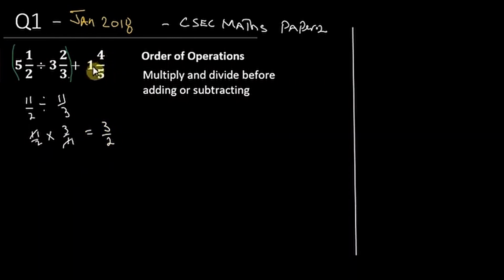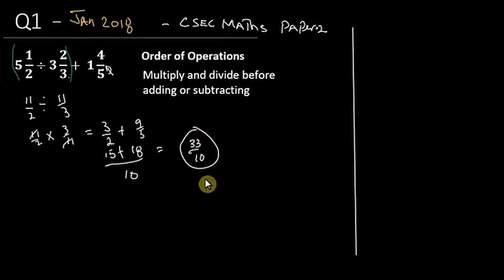Next, we will convert this section here to an improper fraction and add to this fraction. So let's do the conversion. The conversion is 5 times 1 is 5, plus 4, is equal to 9 over 5. So we add that to 3 over 2, and we get 33 over 10 as the first part of our solution.